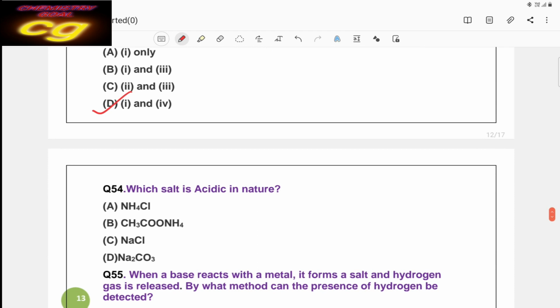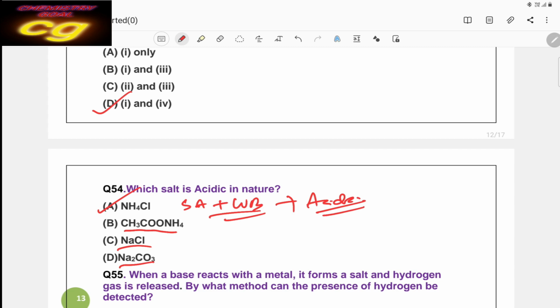Which salt is acidic in nature? We have to see the formula. Ammonium chloride is a salt of ammonium hydroxide and hydrochloric acid. Hydrochloric acid is strong and ammonium hydroxide is weak, so this is the correct answer. Ammonium acetate is a weak acid, weak base salt. Sodium chloride is strong acid, strong base. Sodium carbonate is strong base, weak acid. But the question is acidic, which means strong acid plus weak base results in an acidic salt. That's why A is the correct answer.